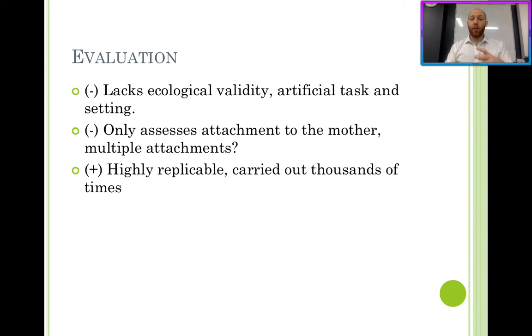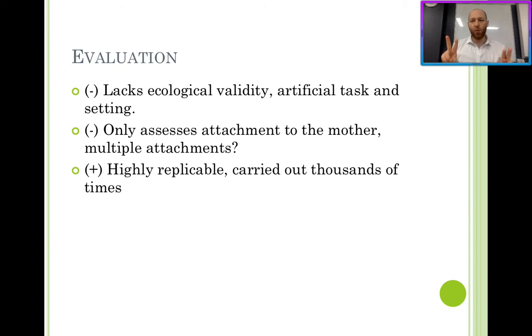Highly replicable study under controlled conditions. So one of the things that is good about Ainsworth's strange situation is that it's been replicated a multitude of times, probably thousands. Interestingly, there were other ways within the study that they tried to increase the internal validity.